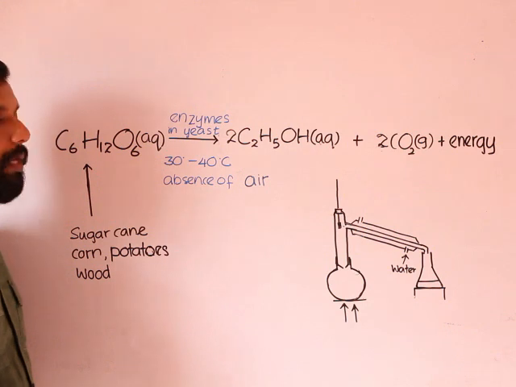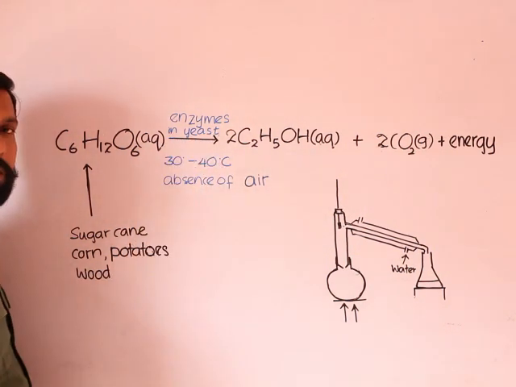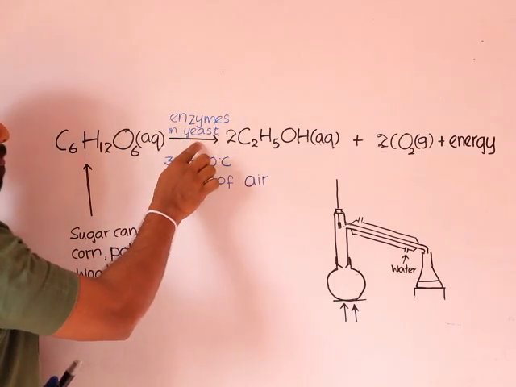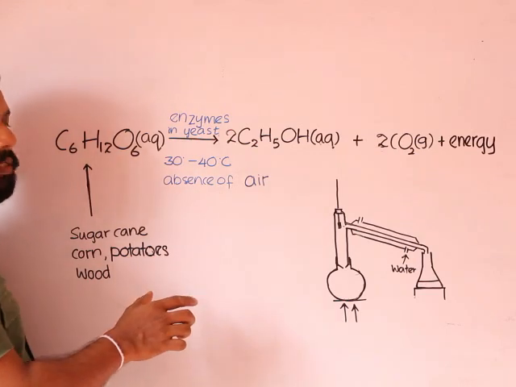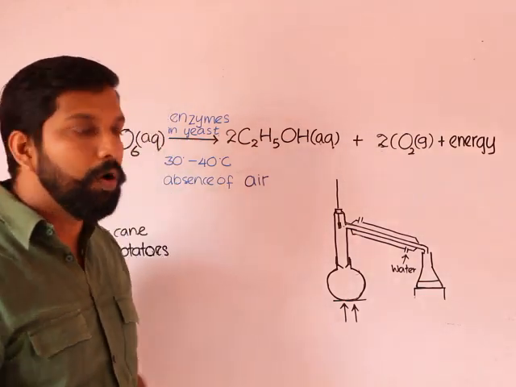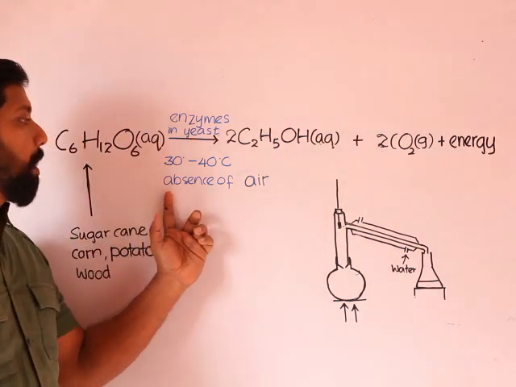We need to supply the optimum temperature range for the yeast cells to work. Especially the enzymes in yeast cells work at their optimum conditions between 30 to 40 degrees Celsius. In order to facilitate anaerobic respiration, it's better to have the absence of air.